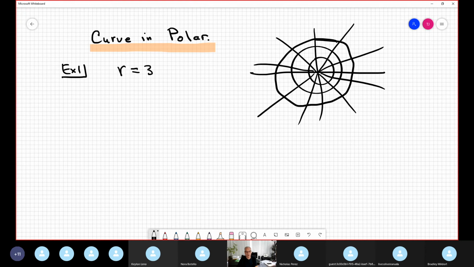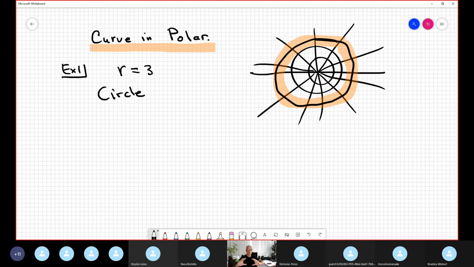It does not depend on theta. Therefore, it's obvious that this represents a circle with a radius 3, totally independent of theta. Unbelievable, but it's true. This is a circle equation in polar. Let me prove it. Do you understand this or no?